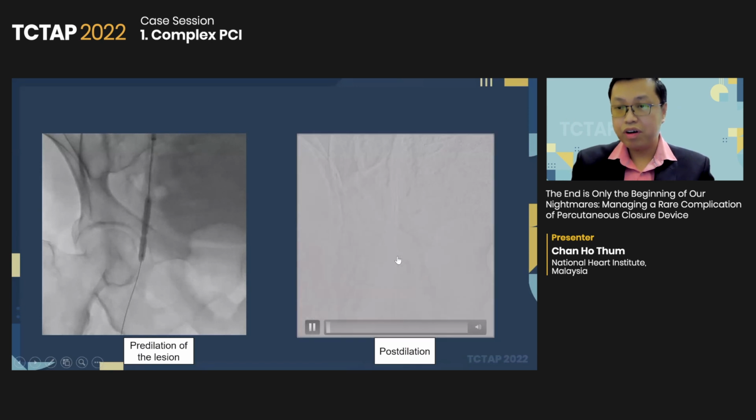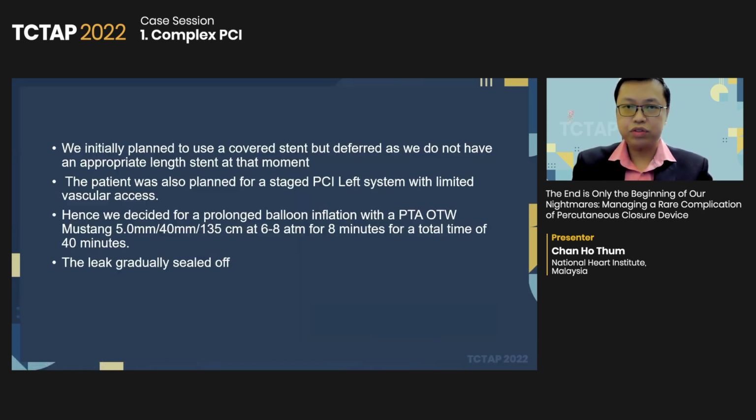So we are afraid of bleeding and internal bleeding and everything. We initially decided on a covered stent, but we deferred as we did not have an appropriate length covered stent at that moment. We only had one that was fairly long, up to close to the aorta area, so that's definitely not appropriate. And we still plan to do a left main LAD stenting for this lady as well, and her vascular access, both radials, wasn't that great.